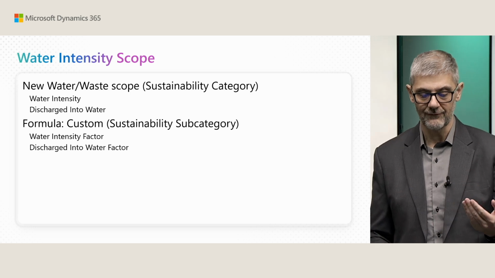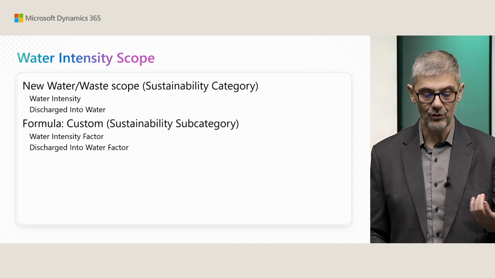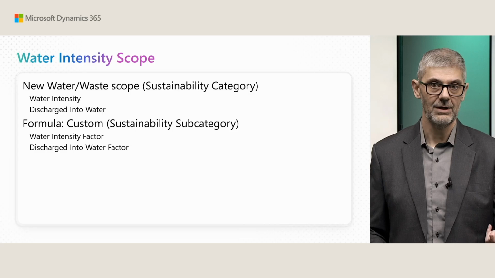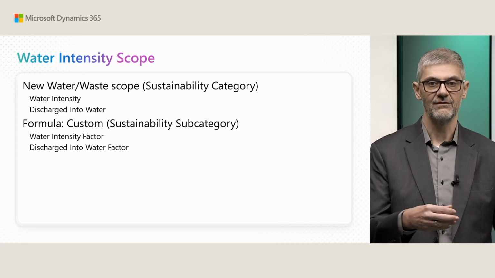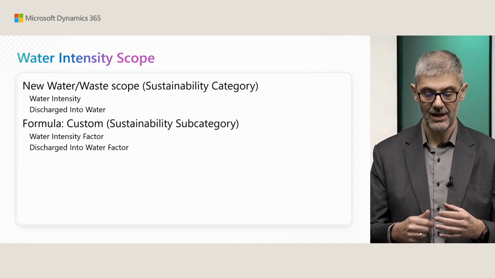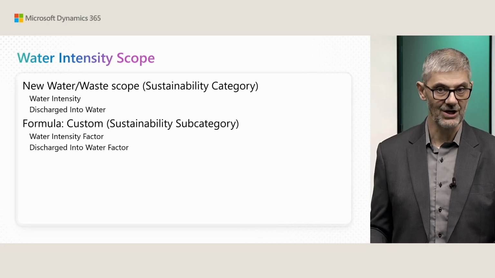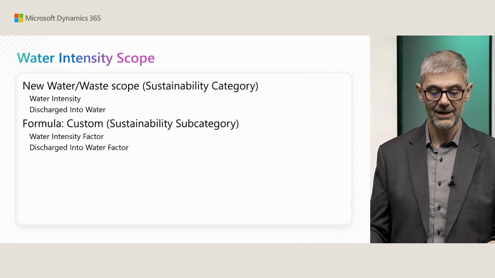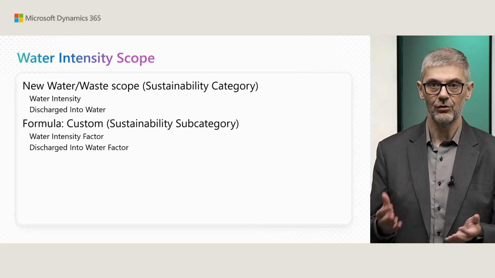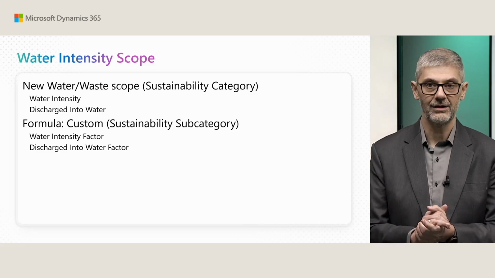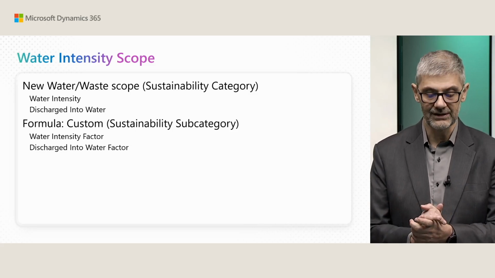So if you are using water intensity in the category, you can set up a water intensity factor. This is similar to the emission factors you had for different gas emissions. And if you want to track discharge into water, you can set up a discharge into water factor. So you can use custom formulas with these two different factors.